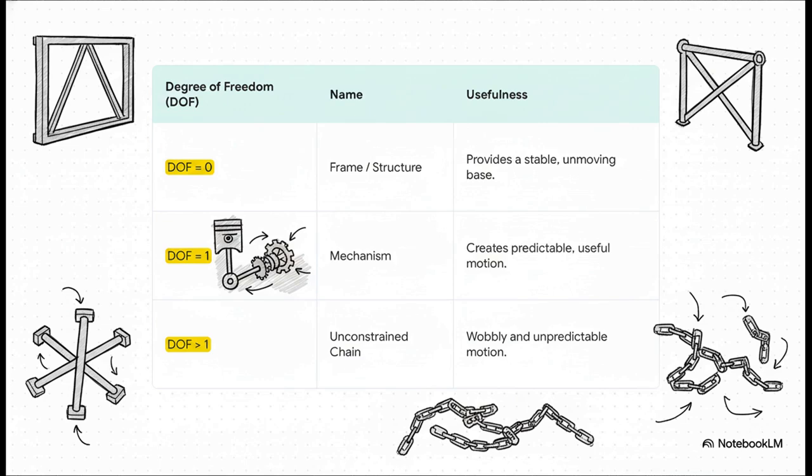On the other end, if you've got more than 1 degree of freedom, it's a wobbly mess, totally unpredictable. The magic number, the absolute sweet spot for almost every machine you can think of, is exactly 1 degree of freedom. That gives you a mechanism where one input gives you one single, predictable output.